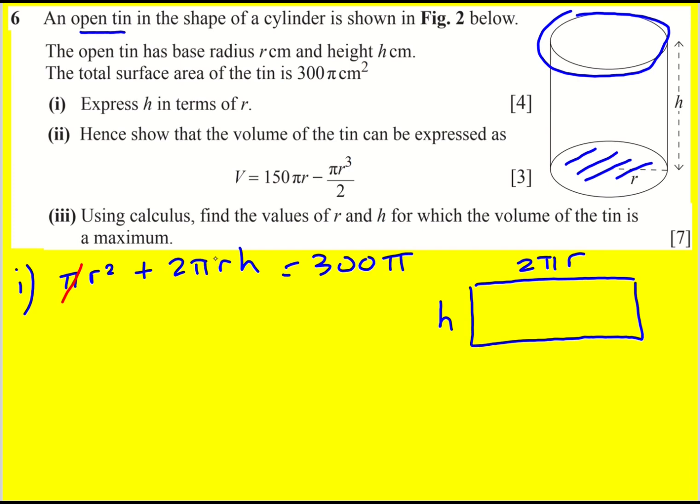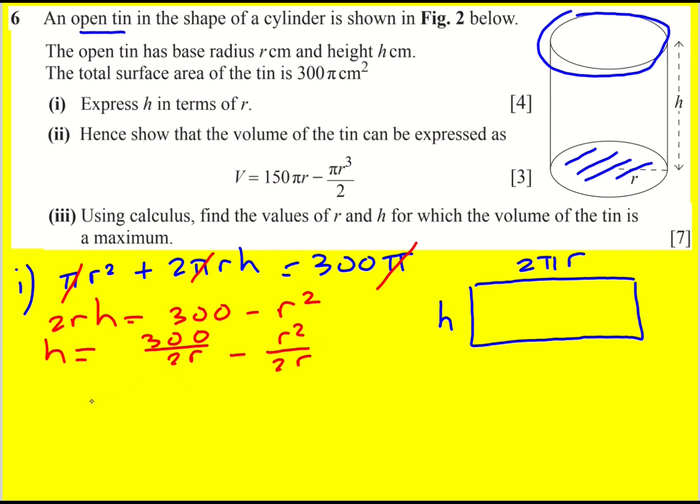Right, now I can just divide through by pi. I'm going to do that straight away. And then 2rh is going to equal 300 minus r squared, which means h is going to be 300 over 2r minus r squared over 2r. I'm just going to simplify it. It will become 150 over r minus r over 2.